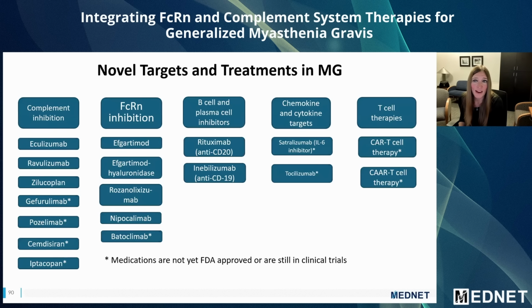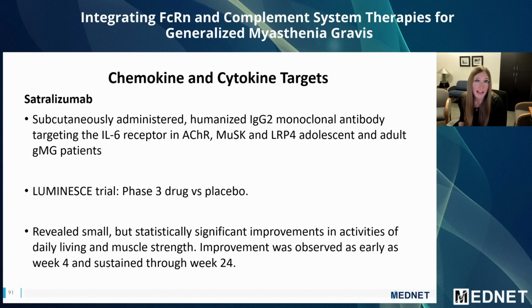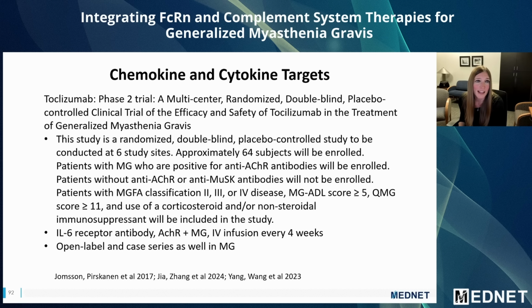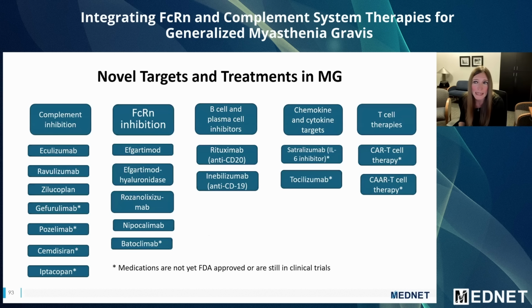Getting into the last couple of areas of targets, the chemokine and cytokine targets. Satralizumab is a monoclonal antibody targeting the IL-6 receptor in acetylcholine receptor positive, MuSK, and LRP4 patients in the LUMINESCE trial. It did show some small statistically significant areas, so we'll see what comes from that. Tocilizumab is the other one still ongoing in trials. It's a phase 2 study looking at the same IL-6 target. Some open label studies and case series have been published. This targets acetylcholine receptor positive patients, and it's an IV infusion every 4 weeks.